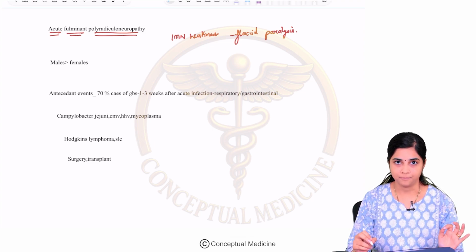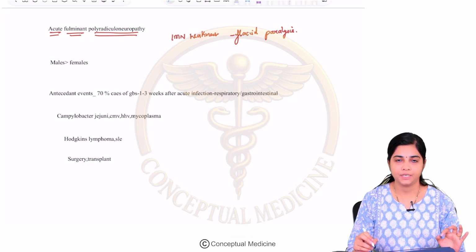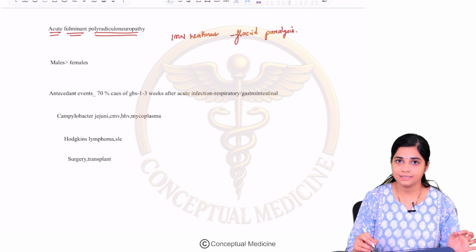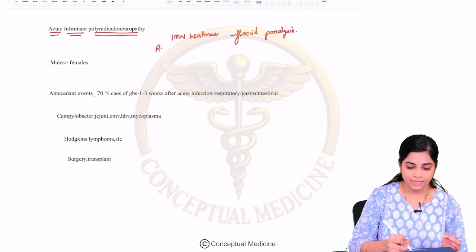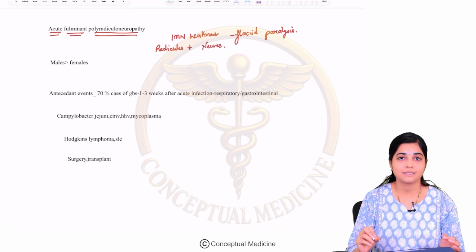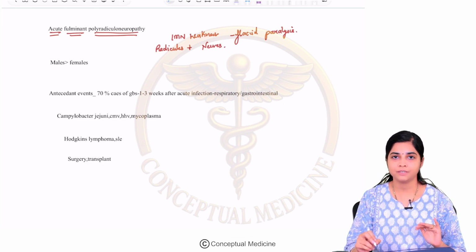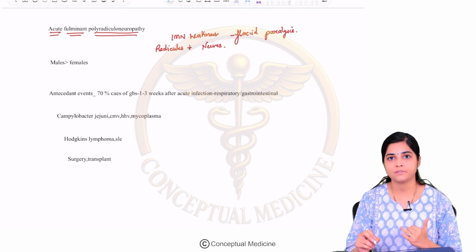Alright, that is clear. Now what is the meaning of polyradiculoneuropathy? Polyradiculoneuropathy means both the radicles as well as the nerves are affected. Radicles are the nerve roots which arise from the spinal cord, right? From the level of the nerve root till it goes and supplies the muscle is your LMN, right? We have learned that in the basics of neurology.